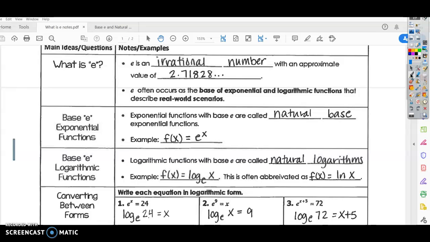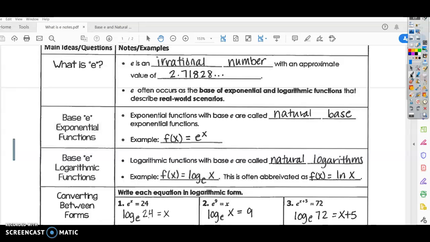E often occurs as the base of an exponential and logarithmic function that defines real-world scenarios. If you want to find this on your calculator, it's right above the division button. If you have a TI-84 or 83, you have to hit second and divide, and you can punch that in and see the 2.71828, and it'll continue until it goes off the screen because it is an irrational number. So it's going to continue without repeating.